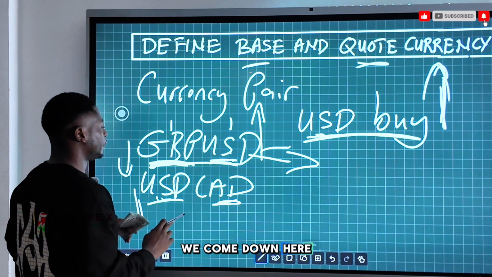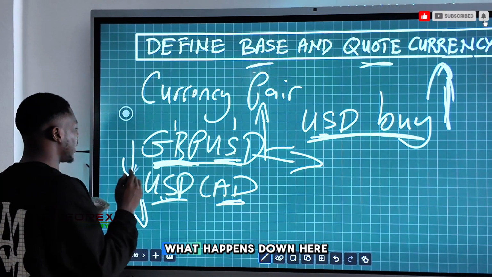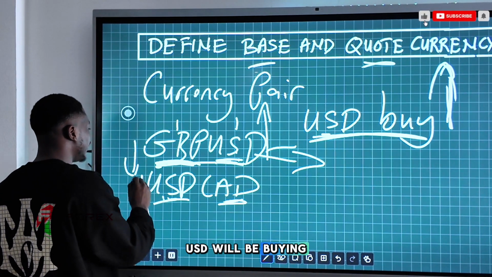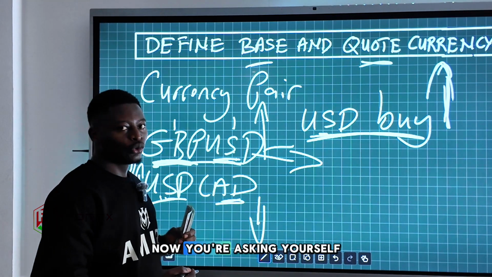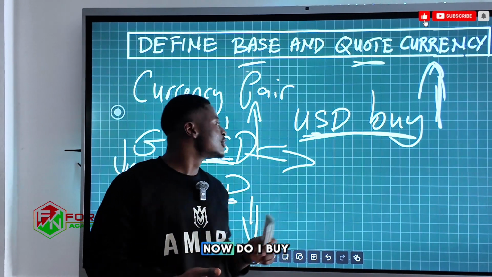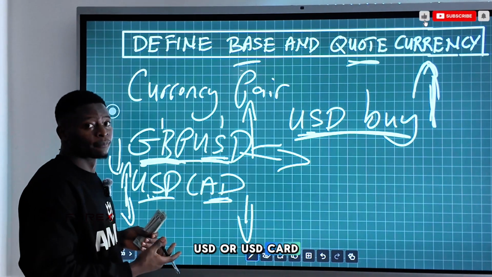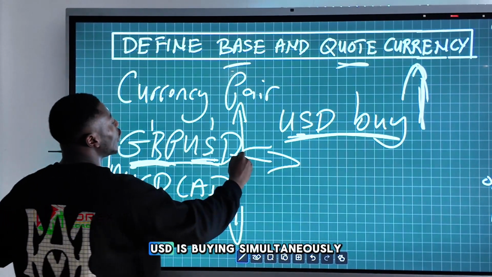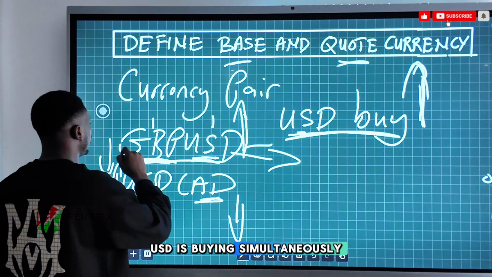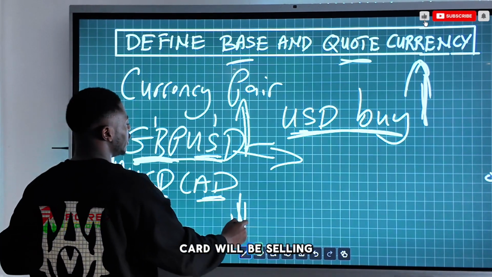We come down here. USD is buying. If USD is buying and USD is the base currency, what happens down here? USD will be buying and CAD will be selling. Now, you're asking yourself, what do I do now? Do I buy or sell GBP USD or USD CAD? If you know the answer, comment down below. Now, let's explain. If USD is buying, simultaneously GBP will be selling. If USD is buying here, CAD will be selling.